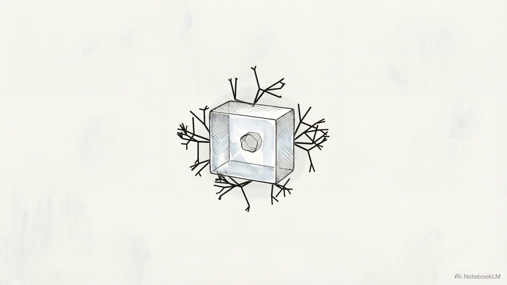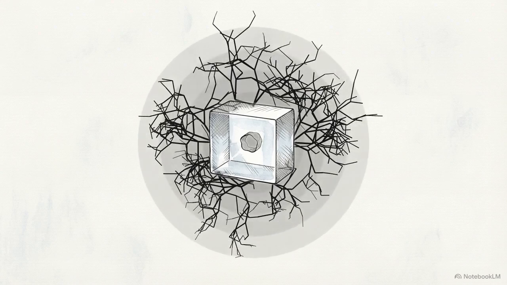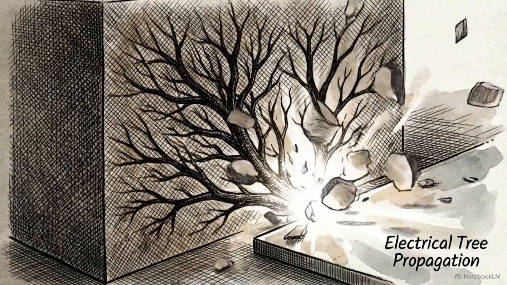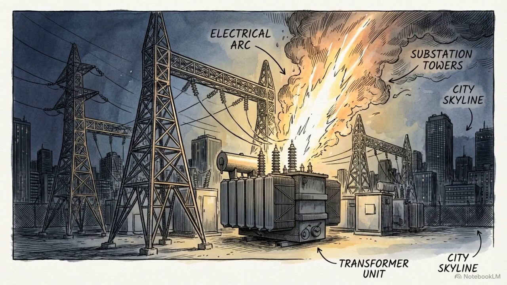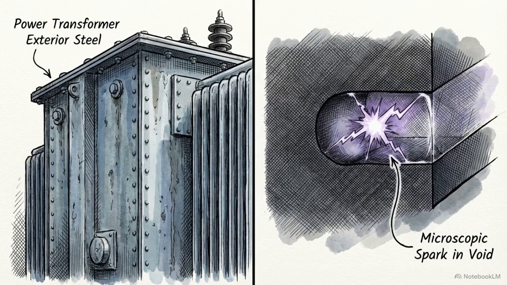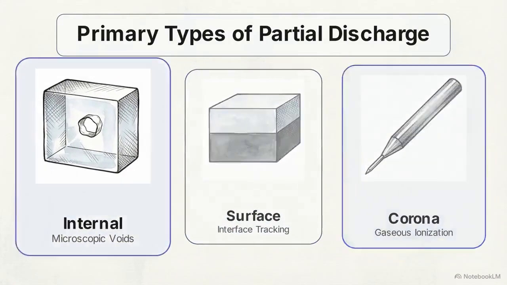The discharge gradually carves branching, carbonized channels, known as electrical trees, deep into the solid insulation. Once those carbonized tracks bridge the gap between the high-voltage conductor and the ground, the remaining insulation collapses completely. The result is a sudden explosive flashover and an immediate grid outage. This presents a specific engineering challenge. To prevent grid collapse, operators must detect and pinpoint a microscopic hidden spark from the outside of a massive, heavily shielded high-voltage asset. Discharges are classified into three variations: internal, surface, and corona.